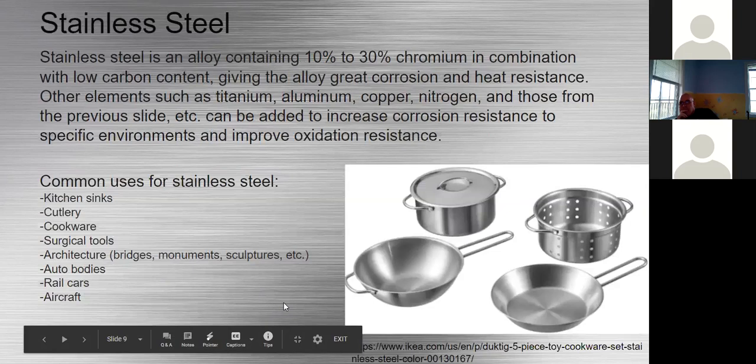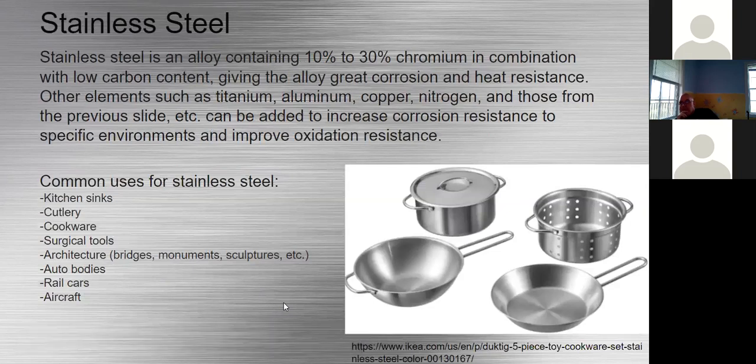Stainless steel is an alloy containing anywhere from 10 to 30% chromium in combination with low carbon content, giving the alloy great corrosion and heat resistance. Other elements such as titanium, aluminum, copper, nitrogen, and those from the previous slide, among others, can be added to increase corrosion resistance to specific environments and improve oxidation resistance. Common uses for stainless steel are kitchen sinks, cutlery, cookware, surgical tools, architecture, auto bodies, rail cars, and aircraft.